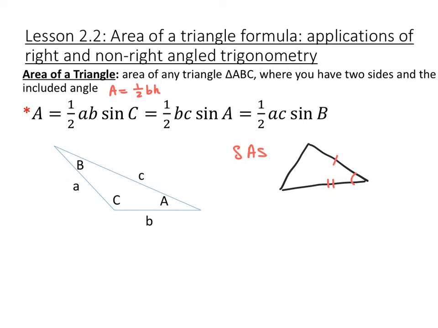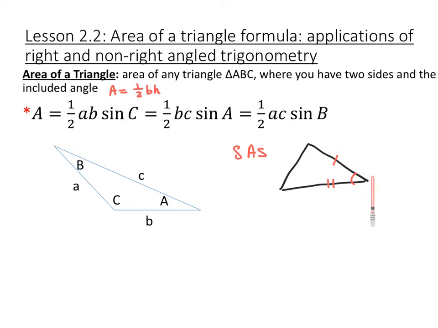Lesson 2.2 is area of a triangle formula and applications of right and non-right angled trigonometry. Back in the day, we learned that the area of a triangle is 1/2 base times height, but that's only really useful if you know the height or you have a right angled triangle, which is not very often. So now we have a formula for non-right angled triangles, specifically side angle side triangles.